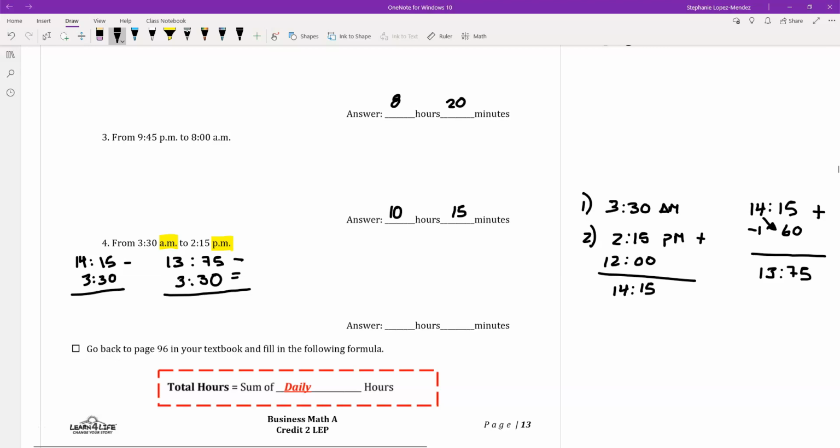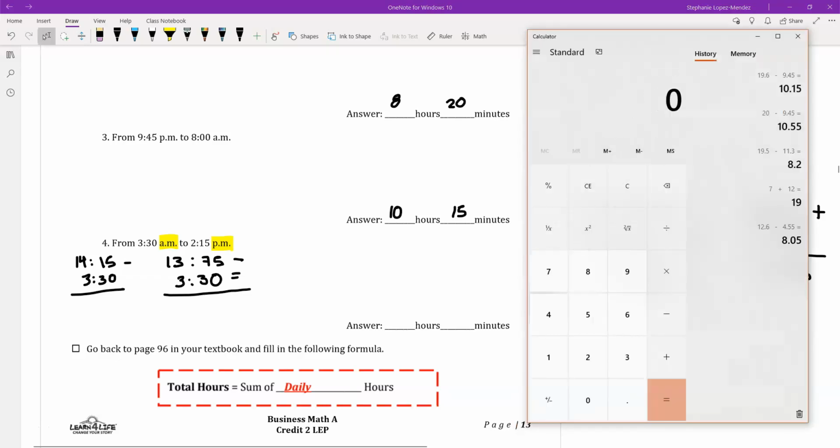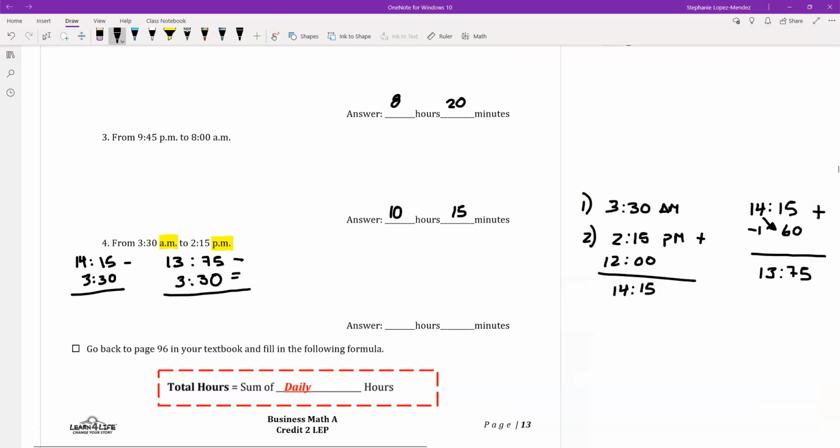That is correct. So I go to my calculator and I have 13.75 minus 3.30. That is a total of 10.45. So 10 hours and 45 minutes. I rewrite that here, 10 hours and 45 minutes.